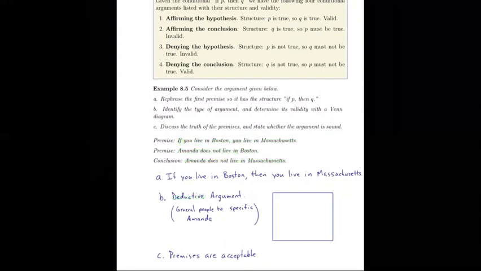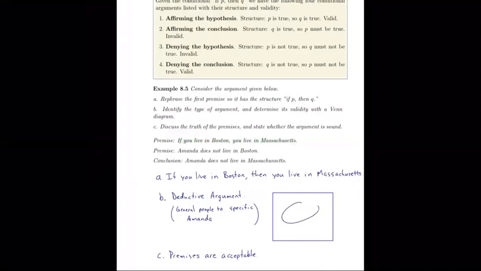Now to get back to set theory, all people in Boston live in Massachusetts. So if you live in Boston, then you live in Massachusetts. So there's Massachusetts. Within that is Boston. Geographically, that makes a lot of sense. Massachusetts, the outer side. Okay, so that's this premise taken care of.